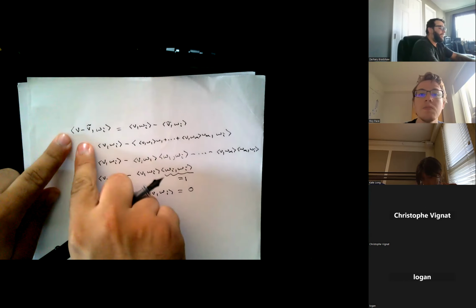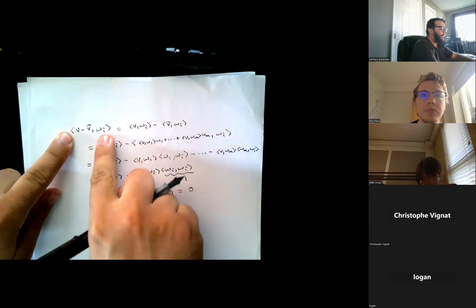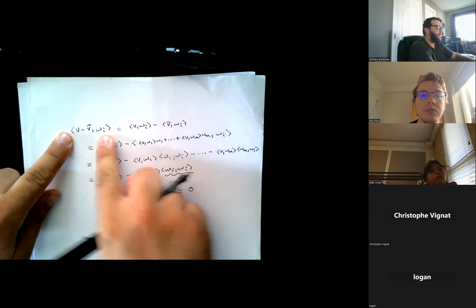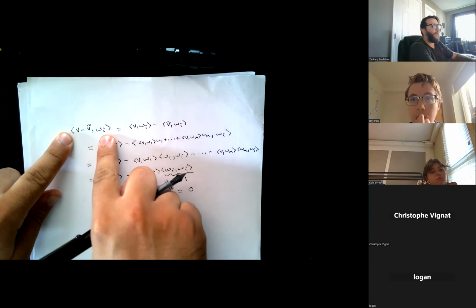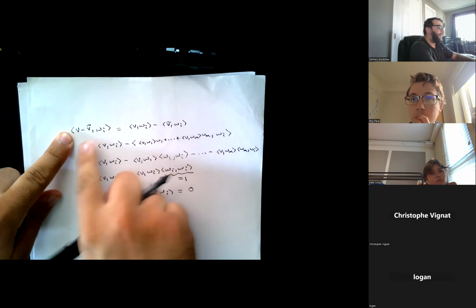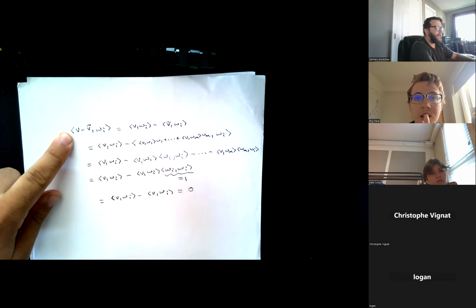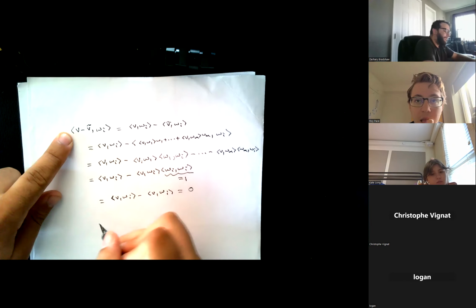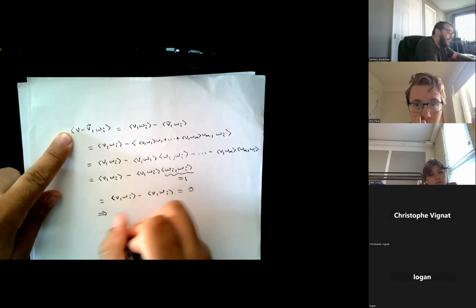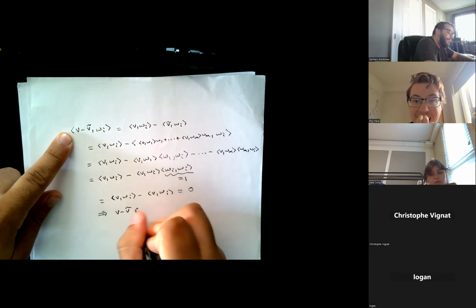So that shows that this v minus v tilde is orthogonal to all of the basis vectors, right? We didn't specify which i, so it's true for all of them. And if you're orthogonal to all the basis vectors, you're orthogonal to every vector in the space, right? So that implies that v minus v tilde is in W perp.